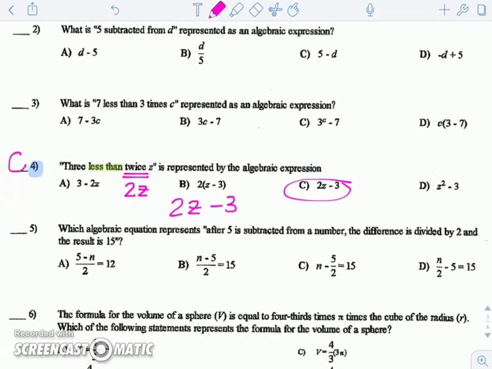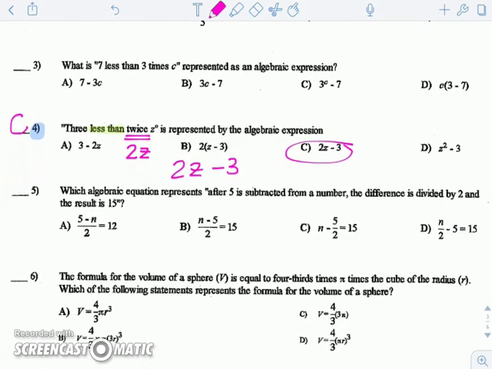Some of them are going to be a little trickier, like number 5, which algebraic expression represents after 5 is subtracted from a number. So this is my first part. So this tells me n minus 5. The number came first and I subtracted 5. The answer after subtraction is divided by 2, and the result is, this means equal sign, 15. So I'm looking for one that looks like that, and I see that B is my answer here.